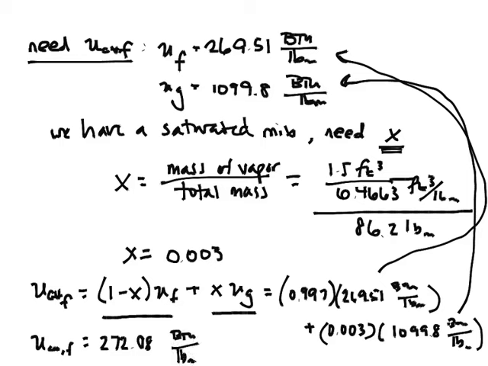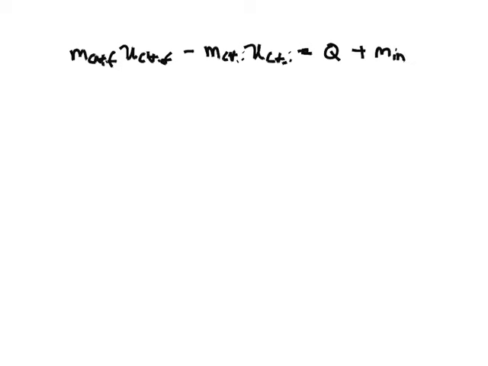All right, now we have everything we need. We're going to go ahead and plug into our energy balance. So I'm going to rewrite the energy balance just to remind you. So we have the mass of our control volume at our final state times the specific internal energy of our control volume at the final state, minus the mass of the control volume at the initial state times the specific internal energy of the control volume at the initial state, equals Q plus m in, that's the steam that's come in, times its specific enthalpy.